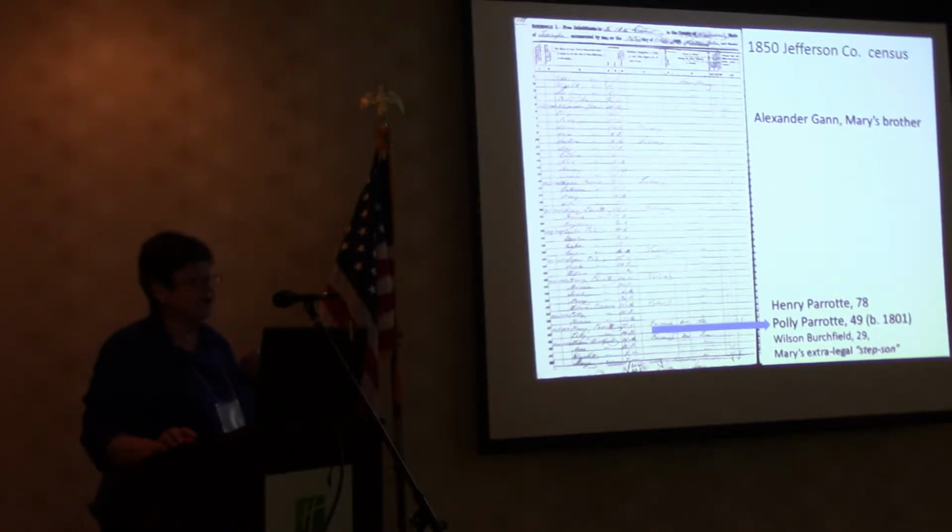Polly Parrott's age on the 1850 census correlates with Mary's age on the 1830 and 1840 censuses. The said birthplace of Virginia is almost certainly an error, but Henry's family had actually come from there. So it's the kind of birth misattribution error that is somewhat common on censuses.